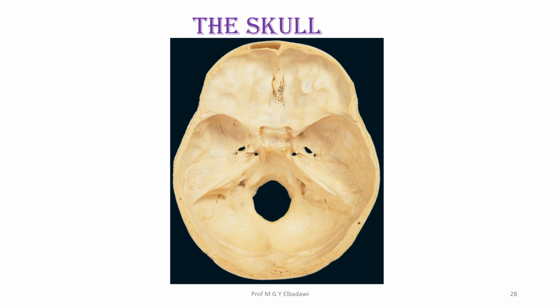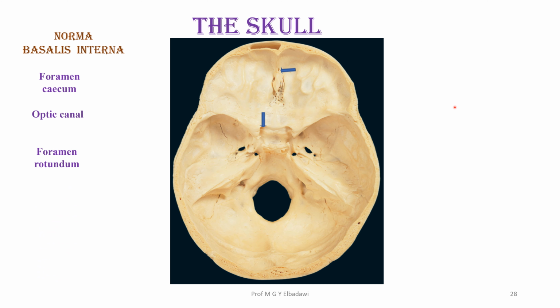Continue on the cranial cavity, or what we call the norma basalis interna. We can see the foramen cecum here, anterior to the crista galli. This is the crista galli here. The optic canal, which is an opening in the lesser wing of the sphenoid. The foramen rotundum and the foramen ovale and the foramen spinosum. Three of them are found in the greater wing of the sphenoid.